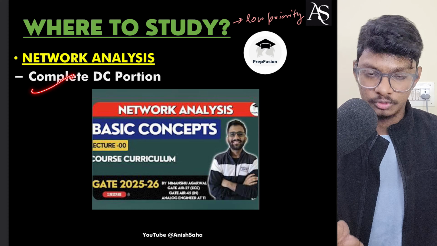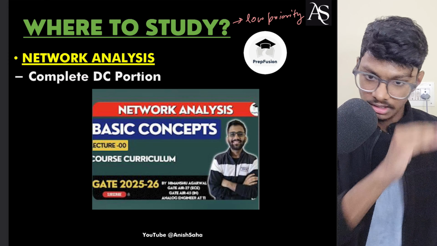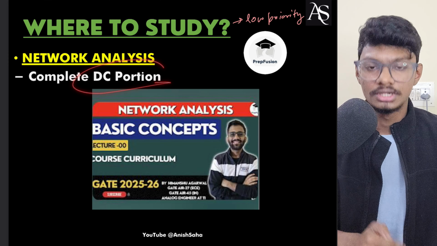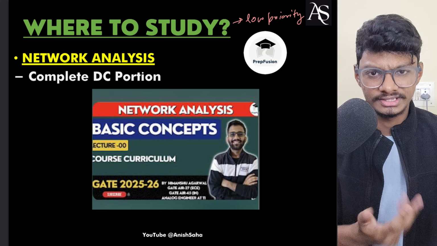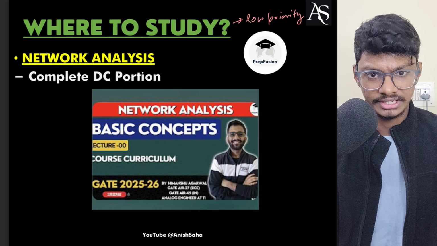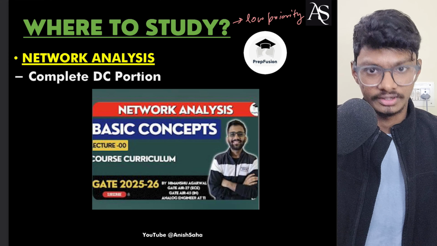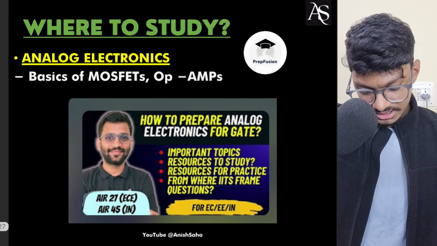At least complete the DC portion. This is again present on our Prefusion channel. Try to finish up until the DC portion. On an average, it takes around 20 days to finish this playlist. So you can finish this side by side, because you already know basics of network, all those things, right? So that's why. Next is analog electronics.